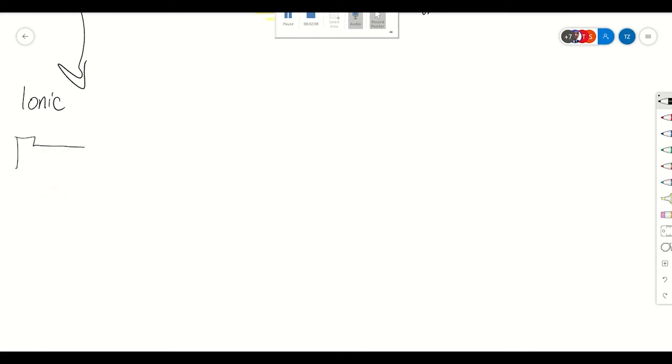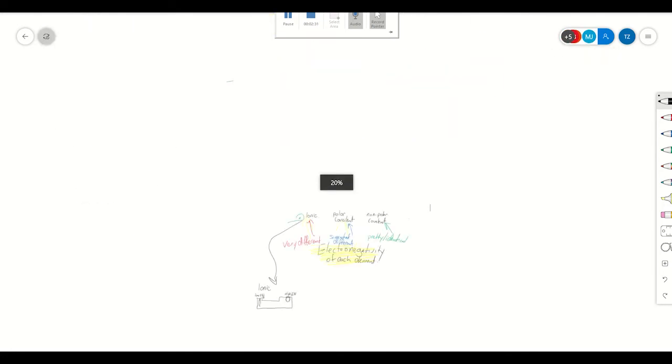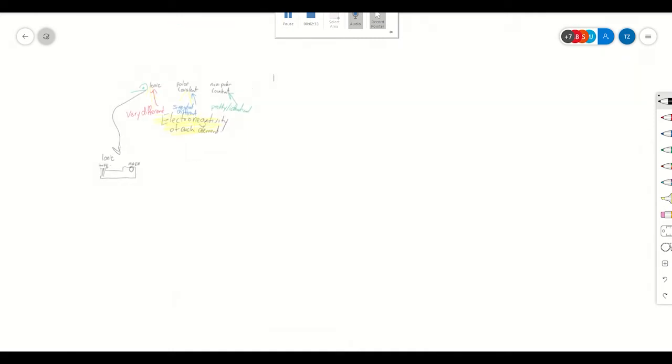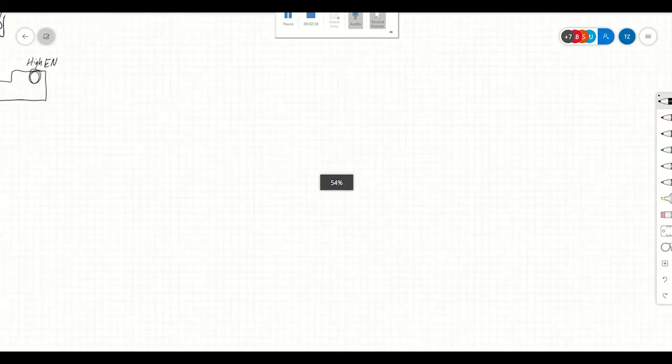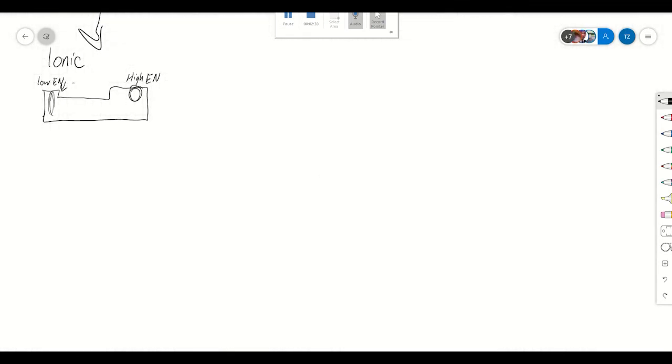So you've got your periodic table. You've got low electronegativity on this side. You've got high electronegativity over this end. You've got low electronegativity down this end. So because you've got big differences between these two sides, well, it's just zoomed out for me. Because you've got a big difference of electronegativity between both sides, you generally always form ionic compounds.